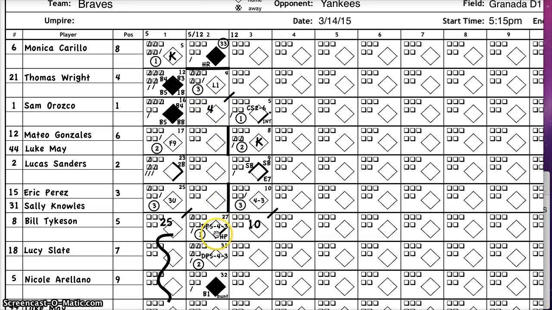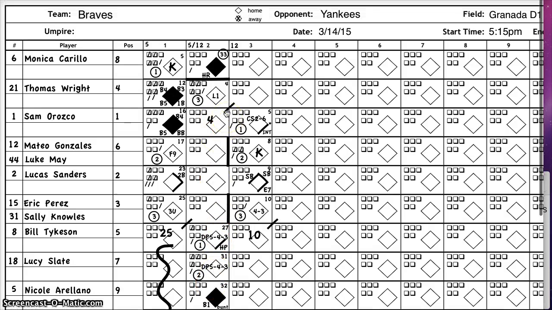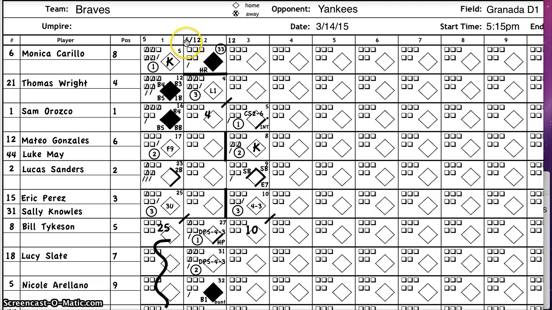So then the Yankees go and have their at-bat, do what they do, and now we're back in the second inning for the Braves. Up here at the top, I see that there's a number 5/12. So at the beginning of the inning, number 5 was still pitching for the Yankees. That's what that says to me. And our first batter of the second inning was Bill, number 8, down here.